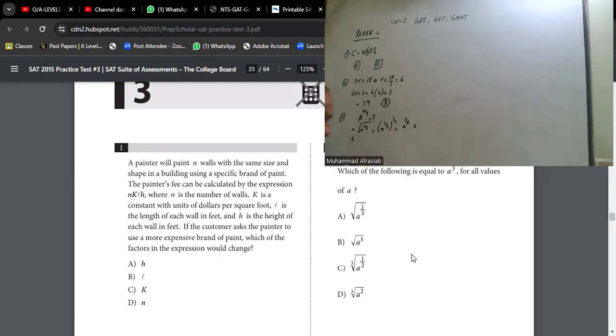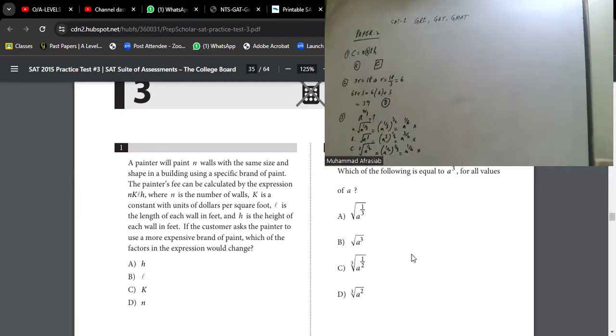B part, a cube and then square root, which is equal to a cube power half, and that is equal to a power 3 by 2. That is also not the answer. C part, a power 1 by 2 and then the cubic root. This means a power 1 by 2 power 1 by 3, that is equal to a power 1 by 6. It is not the answer there.